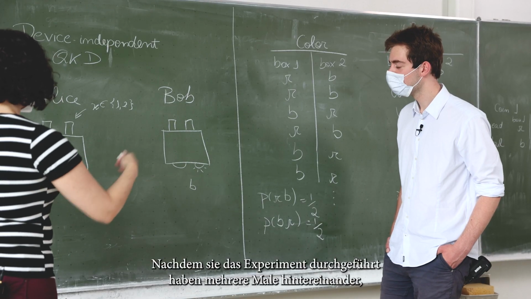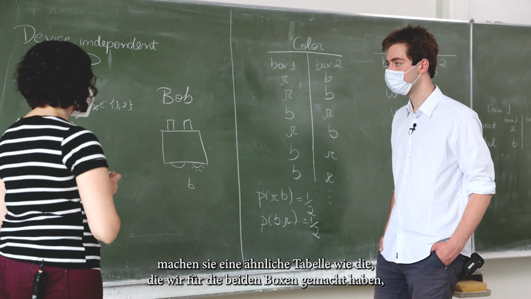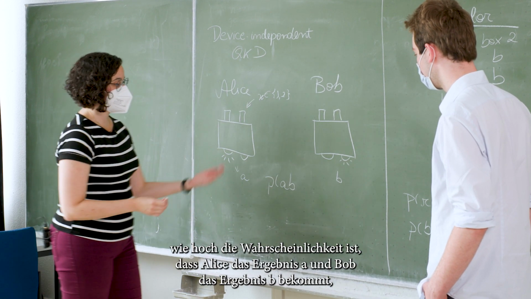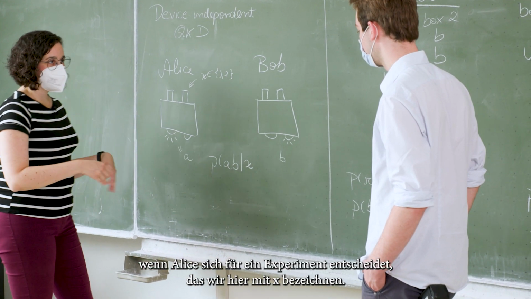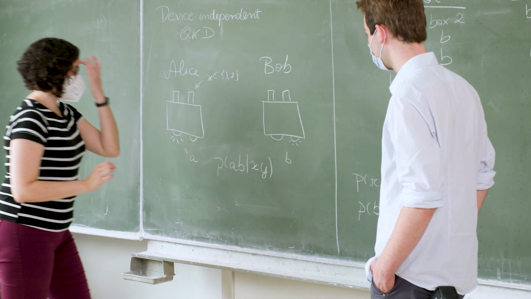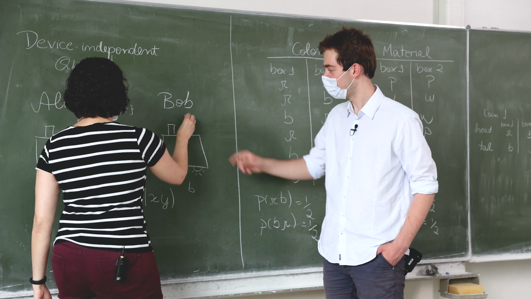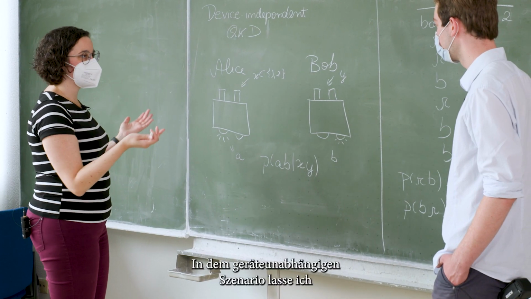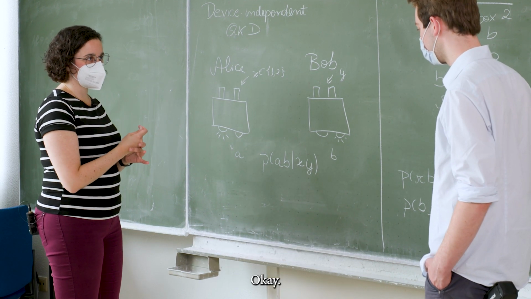Okay? So after they do the experiment several times, they build a table similar to the one that we did for the two boxes, where they are measuring the probabilities that Alice gets outcome A and Bob gets outcome B, when Alice chose to perform one experiment that here we are labeling X, I'm not saying which experiment it is, it's just the label that matters, and Bob the experiment Y. So Y is an experiment from Bob? Yes, exactly. So, in the device-independent scenario, I get rid of the description of my system and I talk only about the probability distributions, okay?